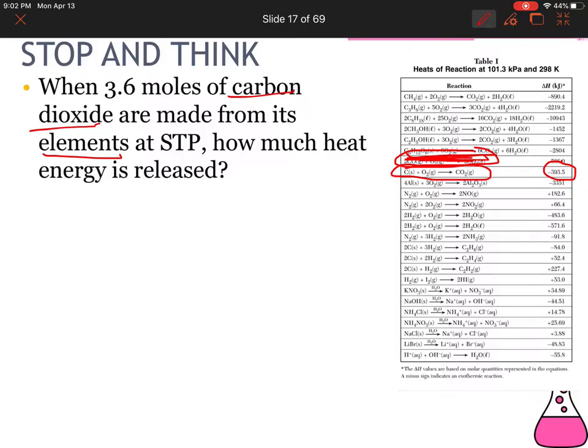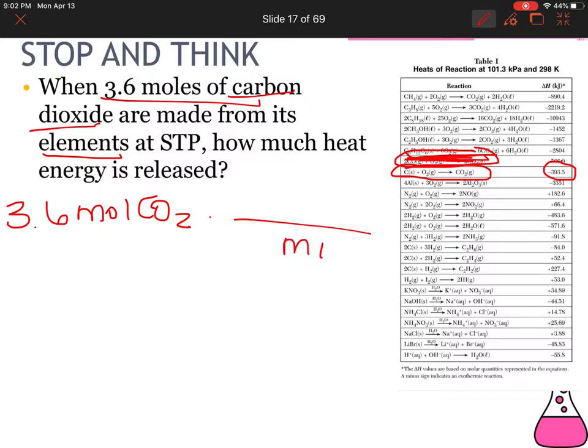So just like when we were in our moles unit and we did stoichiometry, the first thing I'm going to do is I'm going to write what I'm given. So I'm given 3.6 moles of carbon dioxide. And I'm going to multiply this by a fraction. I know moles of carbon dioxide has to go on the bottom to cancel it. Okay. And they want to know how much heat energy is released. And this heat energy is my delta H, and it's measured in kilojoules. So I'm going to put kilojoules on top. And I'm going to use the numbers from table I to complete this equation.